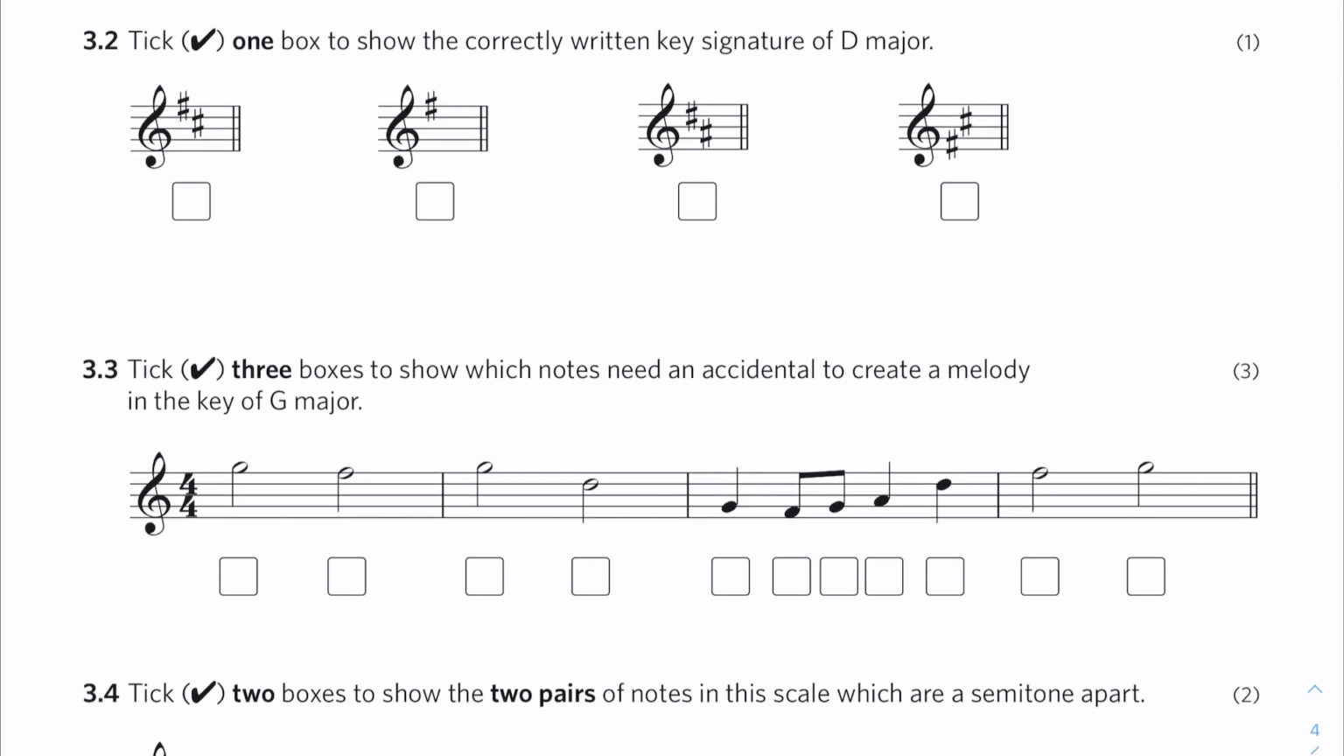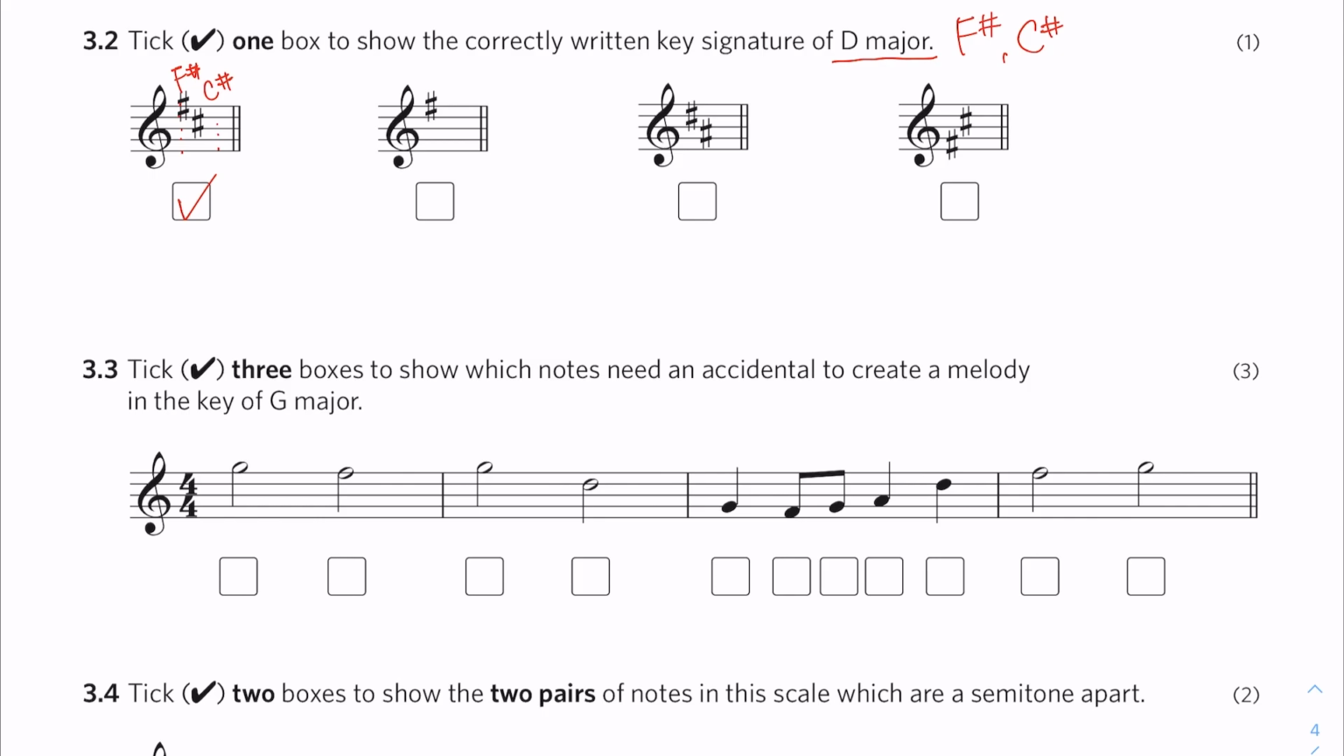Tick one box to show the correctly written key signature of D major. In D major, you have to remember that there are two sharps, and they are F sharp and C sharp. So let's check the first one, treble clef. This E, G, B, D, F is F sharp. Second one is F, A, C, C sharp. Okay, looks like it's correct.